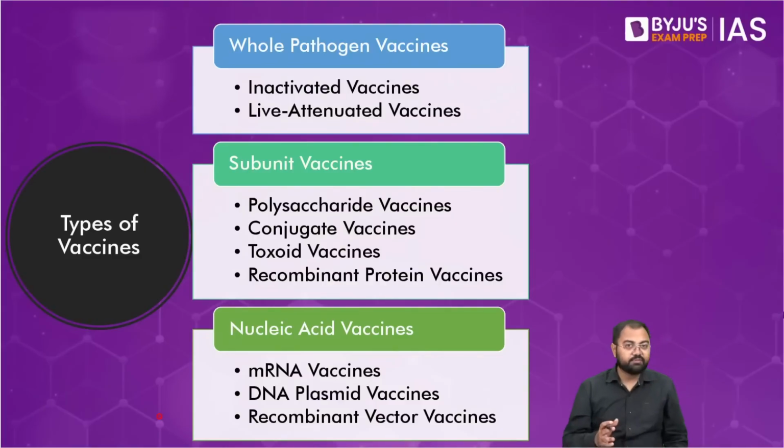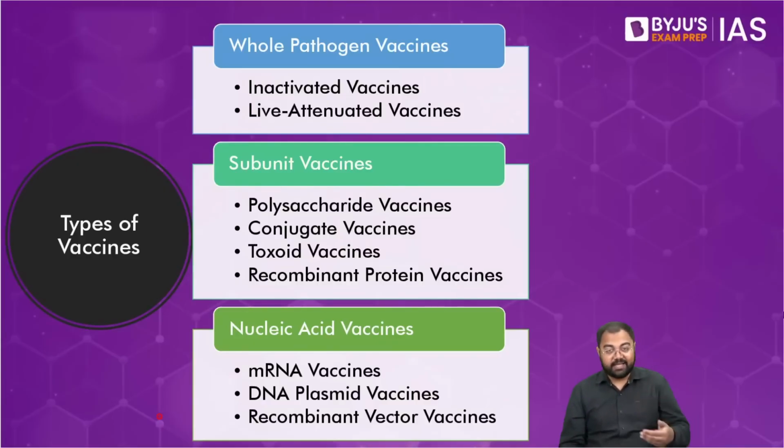Now based on this, there are various different types of vaccines. The first one is called the whole pathogen vaccine. When we say whole pathogen vaccine, obviously it means that this is where you use the whole pathogen, the entire pathogen, dead or alive. If it is dead, then it is called an inactivated vaccine. And if it is alive, then it is called a live attenuated vaccine.